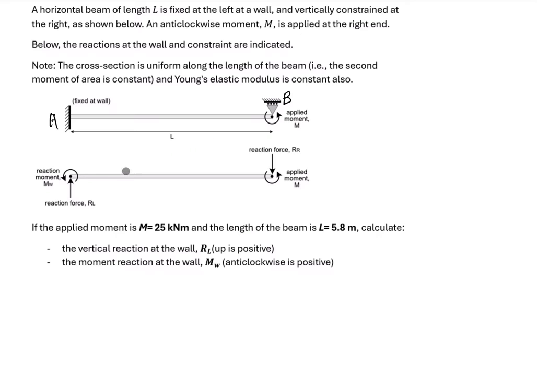In this question, it also provides the free body diagram with the reaction forces and applied moment M shown here. Looking at these free body diagrams and the reaction forces, we find that support A is a fixed support, so we expect three reaction forces. One is a reaction force in the vertical direction, RL. The second is a reaction moment, MW. And there is also a reaction force in the horizontal direction, which we call AX.